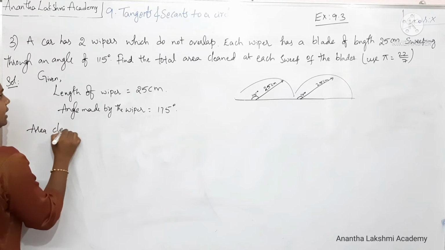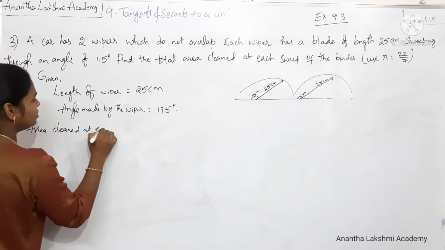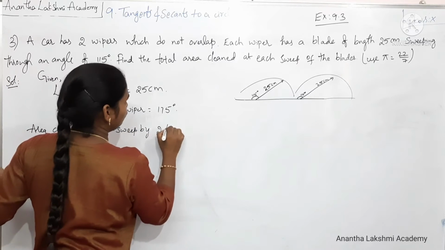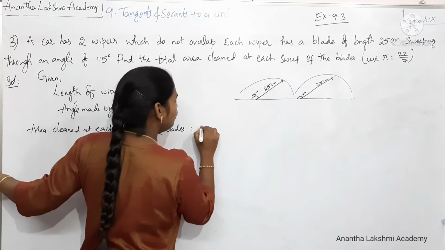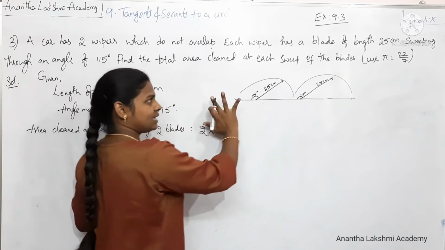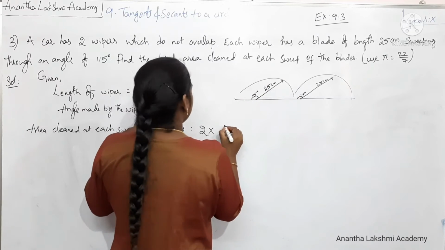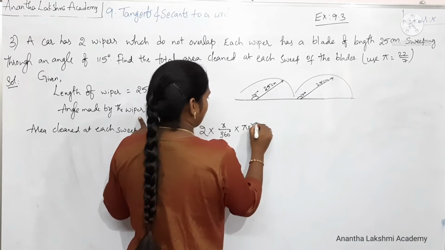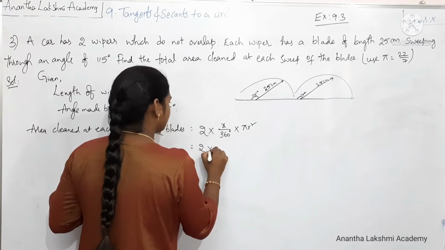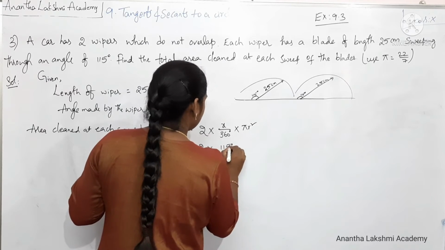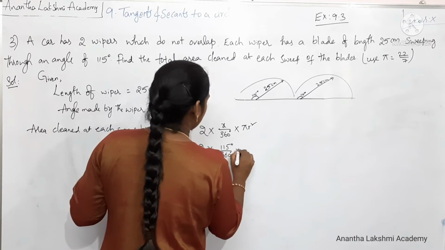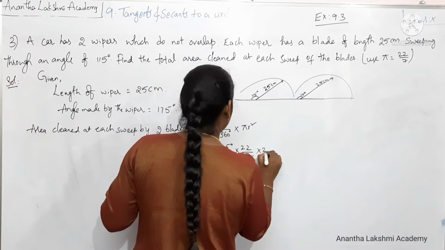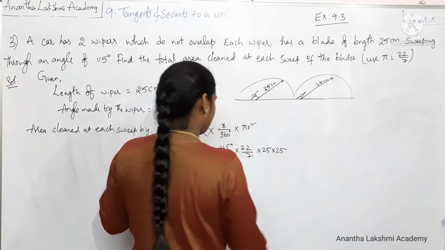area cleaned at each sweep by two blades is equal to 2 times, it is like a sector, no? So this is going to be x by 360 into pi r square. So we are going to handle this as 2 into 115 by 360 into pi as 22 by 7, right? Into 25 into 25. All right.